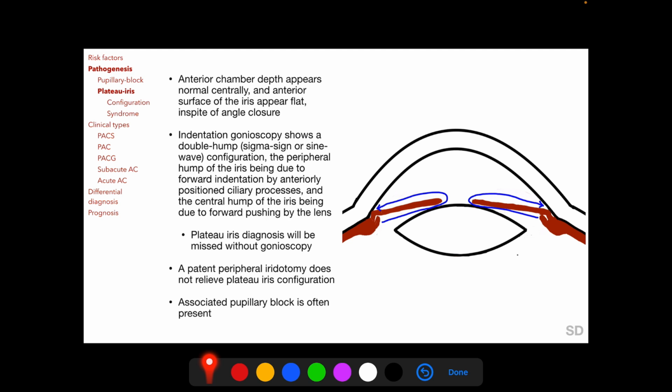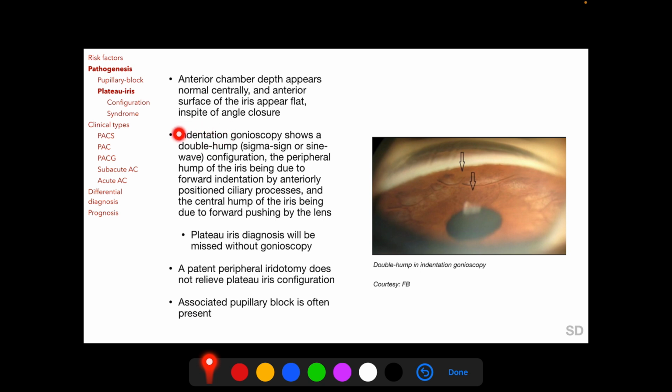In Plateau-iris, the anterior chamber depth appears normal centrally and the anterior surface of the iris appears flat in spite of a closed angle. Indentation gonioscopy shows a double hump configuration of the iris, the peripheral hump being created by the forward pushing of the iris by the ciliary processes, and the central hump being created by the forward pushing of the iris by the crystalline lens. What is important is that indentation gonioscopy is required to elicit the double hump sign. So clinically, Plateau-iris diagnosis will be missed without gonioscopy.